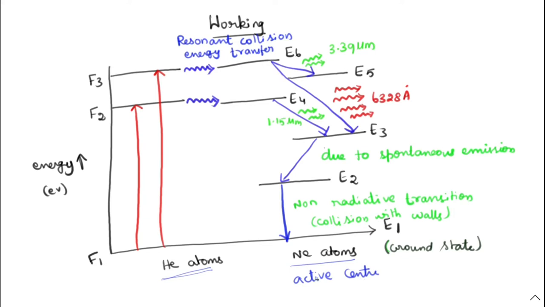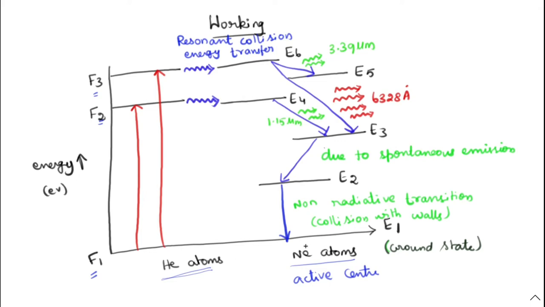And here for the helium atom I have given the energy levels F1, F2, F3. If I use both E1 and E2 you will get confused. That is the reason I have taken two different energy names. So for helium atoms, the ground state energy is F1 and the excited state energies are F2 and F3. And then coming to the neon atoms, they have these energy levels: E1, E2, E3, E4, E5, E6.